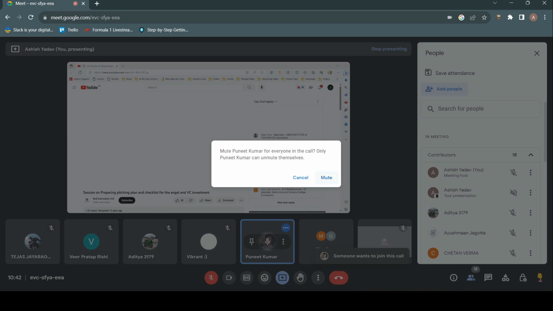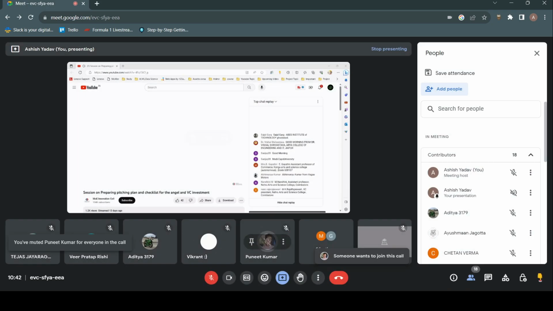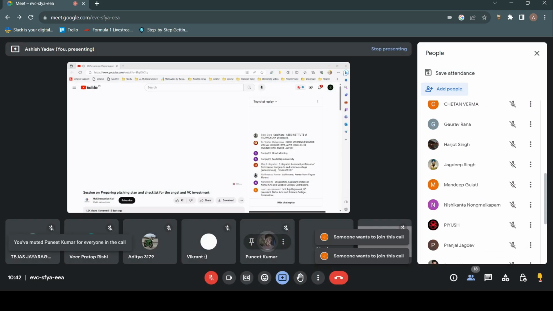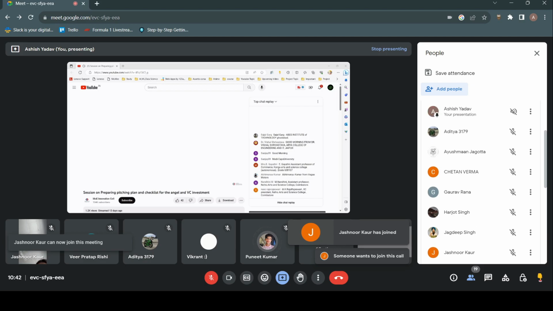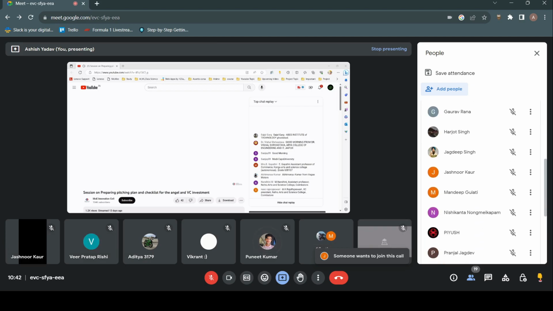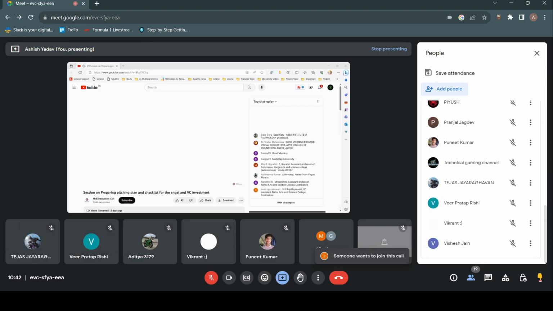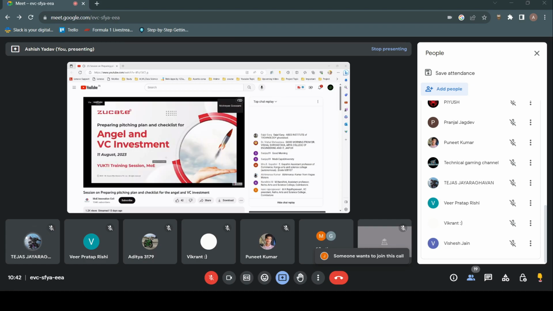Now VC comes at a later stage, angel comes before VCs, and the pitch differs a little bit in terms of financials. Whatever you present to the angel investor and whatever you present to the VC is a little different because you are pitching to a VC at a later stage, but the broader plan remains the same. And that is what we are going to discuss.